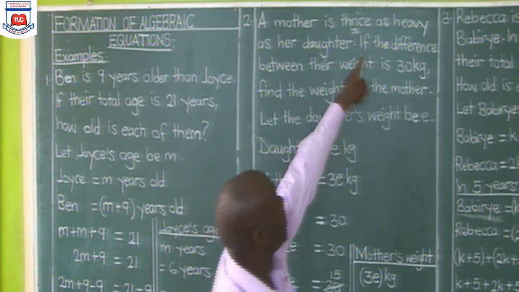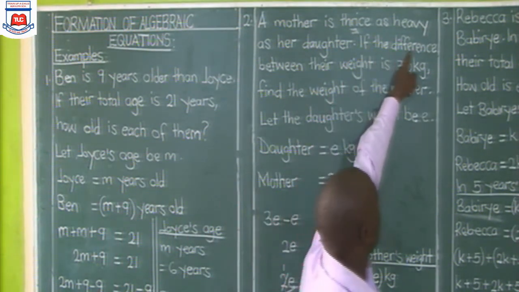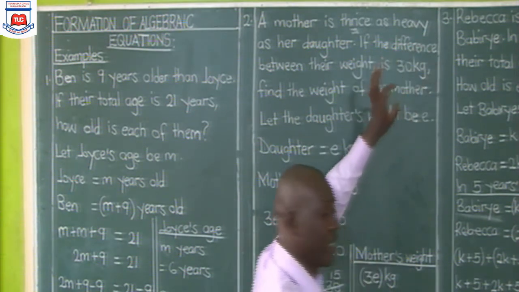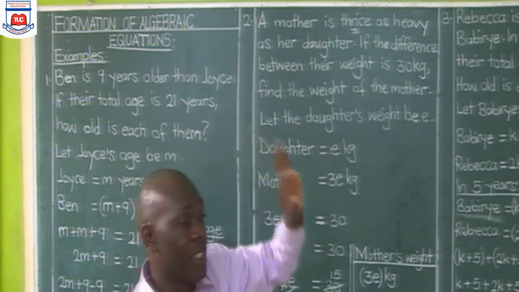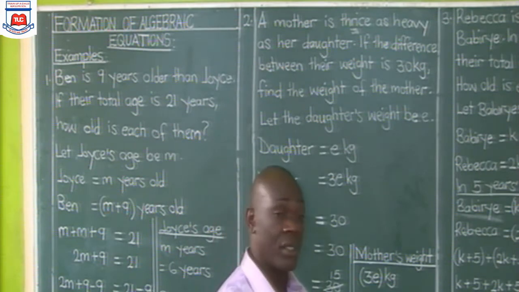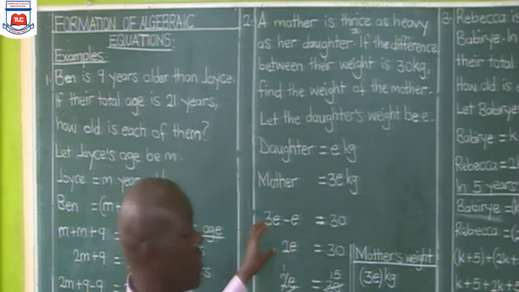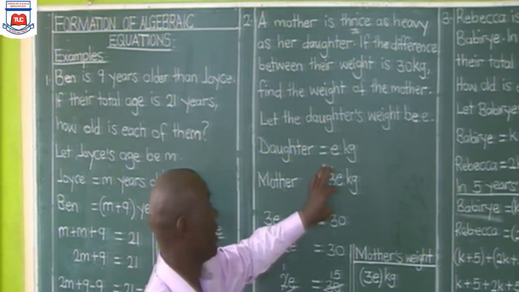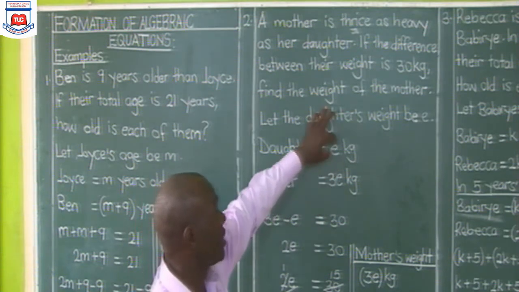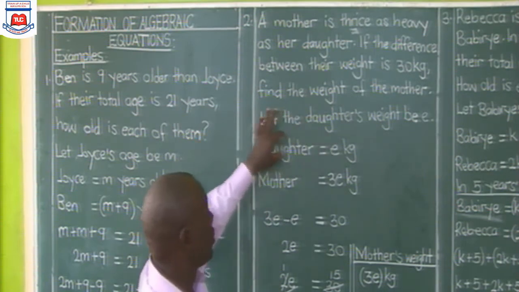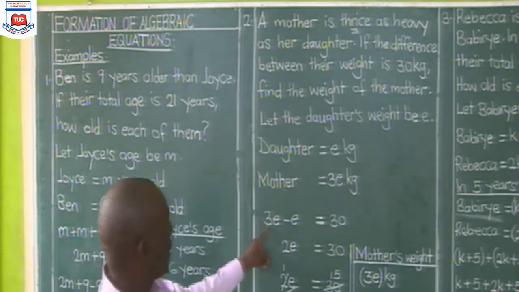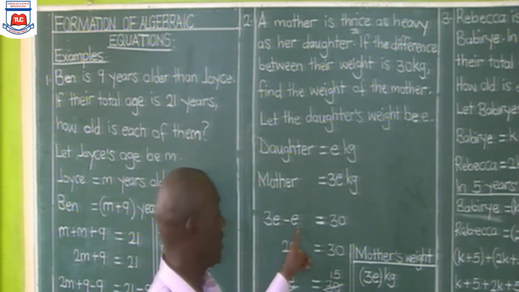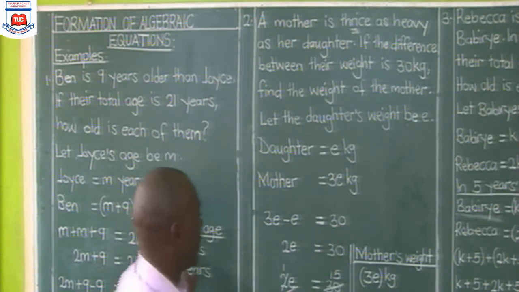Now, the next statement that you're going to apply is difference. Difference is the result after subtracting 2 parties. So I've got 2 parties. The heavier is of course the mother. Take away the daughter's weight. So you say 3E minus E equals 30.